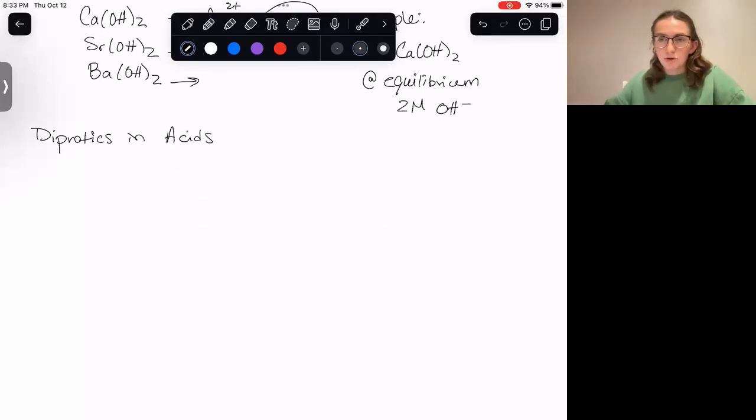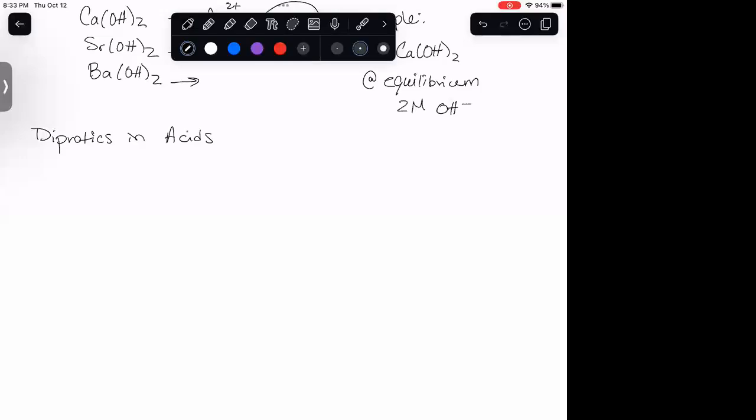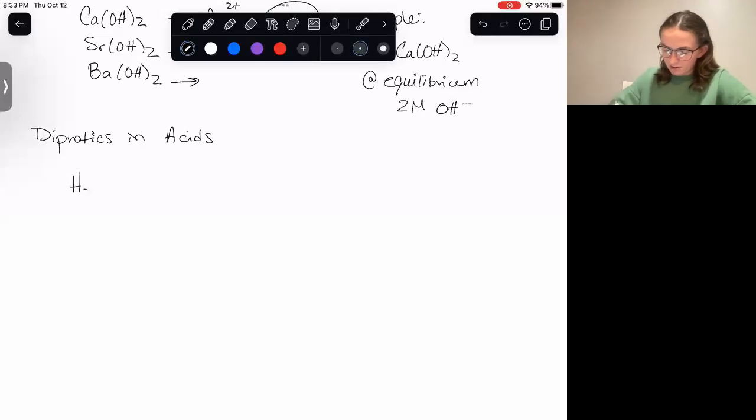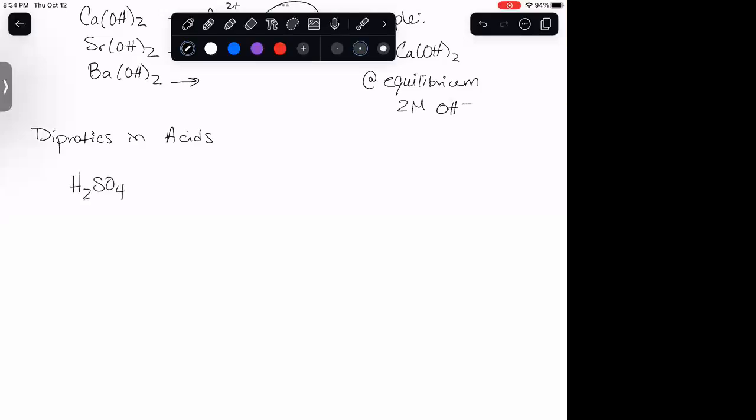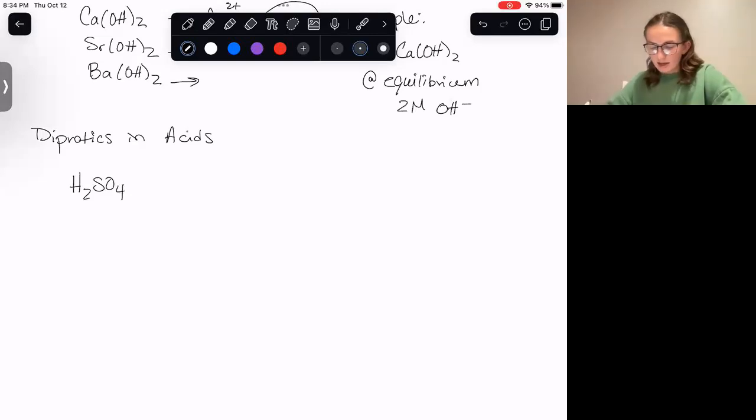Can someone tell me what our diprotic strong acid is? Anyone know what our diprotic strong acid is? It's not sulfuric acid, is it? I believe it is. It should be. Yeah, H2SO4. Okay, this is a diprotic acid because we have 2 hydrogen ions that our sulfate ion can give up in solution.